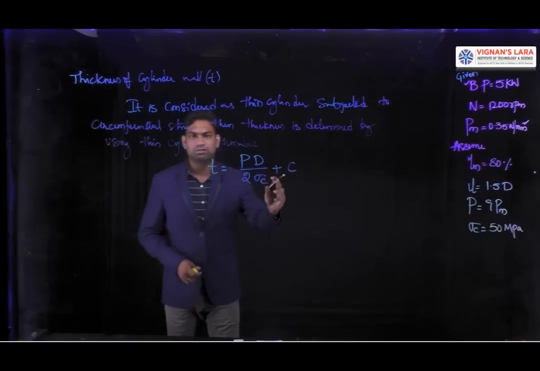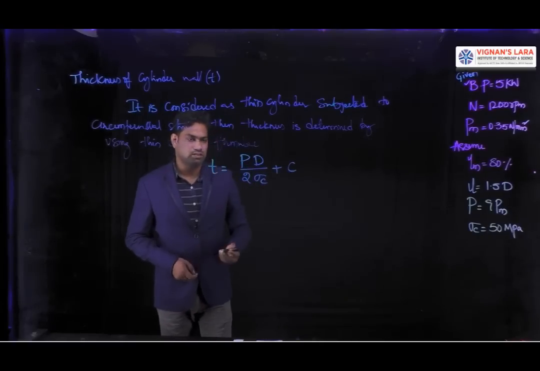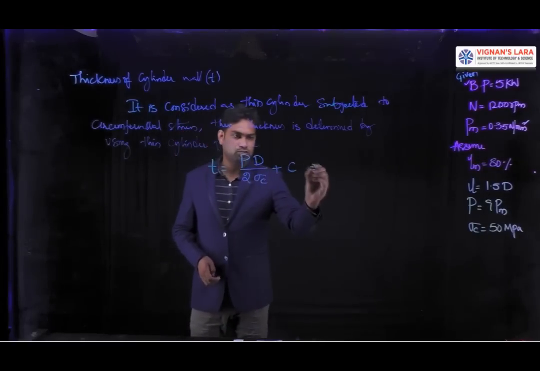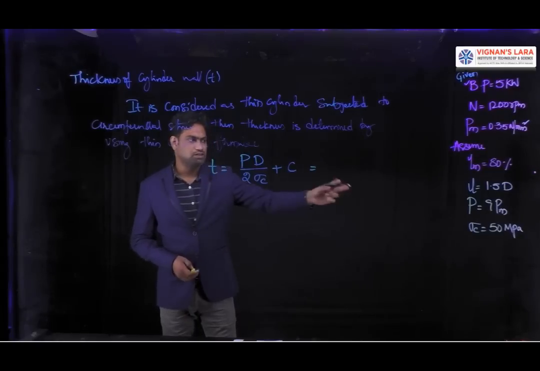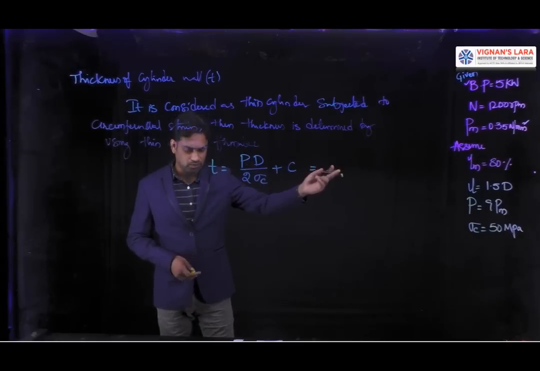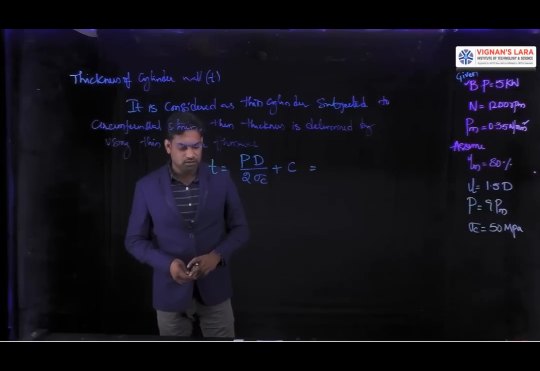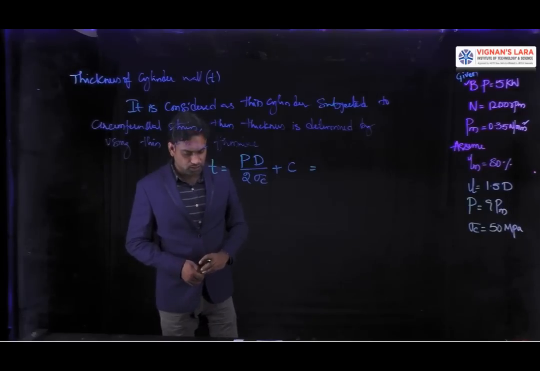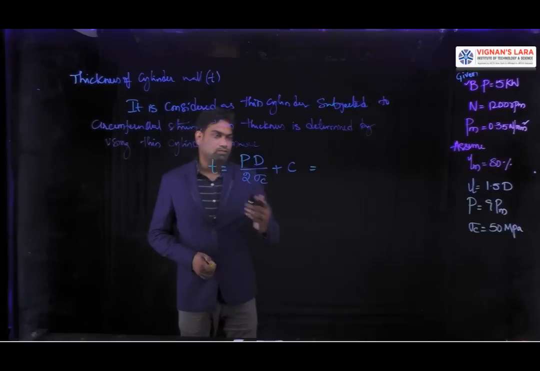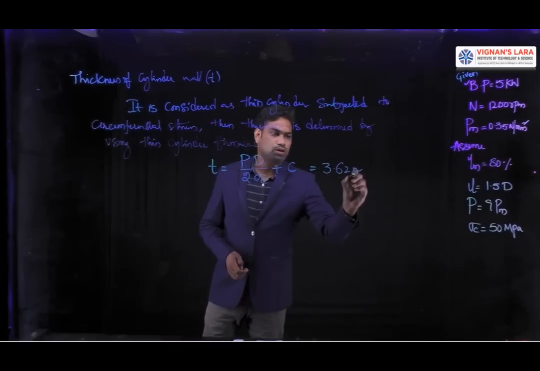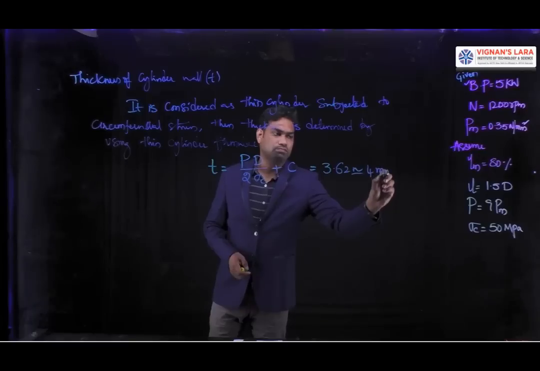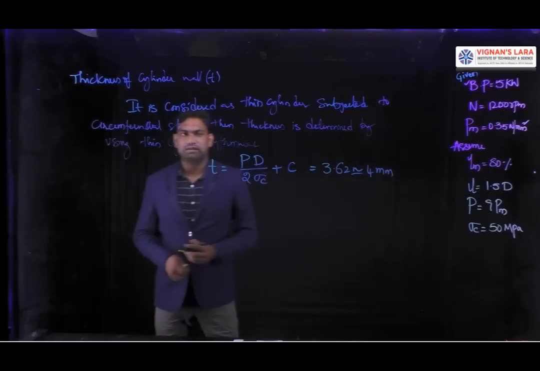So PD by 2 sigma c plus c. You can substitute all the values here. So c is based upon the cylinder bore, you can take it from the data book, and sigma c is an assumed value, and p is 9 times the mean effective pressure. Then the thickness of cylinder wall is given by 3.62, and you can take it as 4 mm. So that is the thickness of cylinder wall.